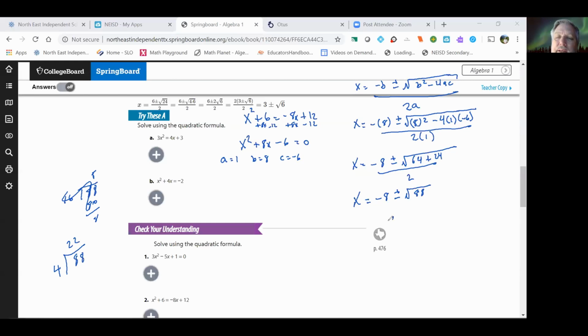So that's going to be x is equal to negative 8 plus or minus the square root of 4 times the square root of 22. So it's going to be 2 times the square root of 22, all that over 2. And so I'll simplify further. Negative 8 over 2 is going to be negative 4 plus or minus 2 over 2 is 1, so the square root of 22. And so that's going to be our answer right there.